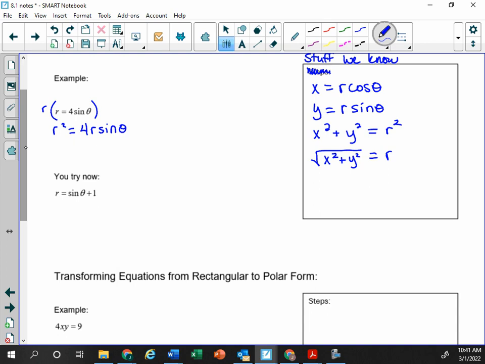Now I want to try to do some substitutions. What is r squared equal to? I know I have the 4 over here, but that's okay. I can just leave the 4 there. What is r sine of theta? Y. Yep. So I now have x squared plus y squared equals 4y.